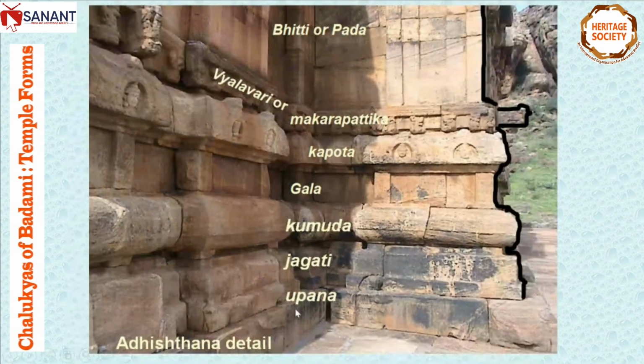These are the details of the base or Adhisthana part of a Dravida temple. You have Upana as the lowest molding, then Jagati, then Kumuda. It is a symmetrical molding. It may be circular, it may be octagonal, and so on, multifaceted. Then Gala is actually a neck. It is going behind, you can see. Then Kapota is a significant component. Then Makara Pattika, a garland of makaras or vyalas, you can see vyalavari or makarapatika. That is also a component. So above that you will find bhitti or pada.